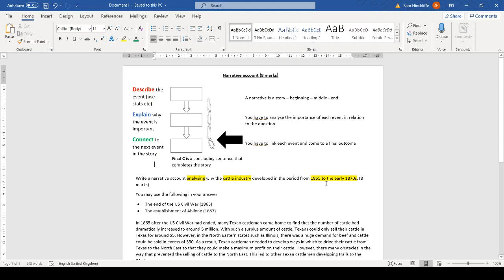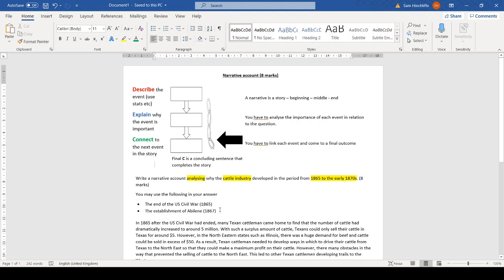Sometimes the narrative account can be a little bit more specific and cover a couple of years. Sometimes it can be quite wide-ranging. It kind of depends. But this one is going from 1865 to the 1870s. 8 marks, and it gives you the 2 stimulus points: the end of the US Civil War, 1865, and the establishment of Abilene, 1867.